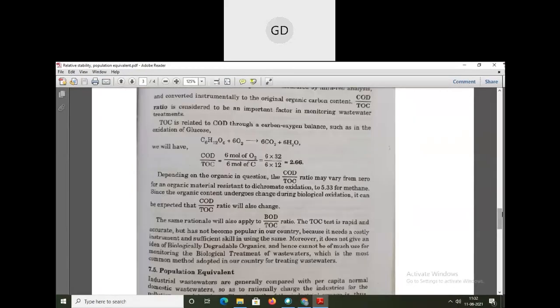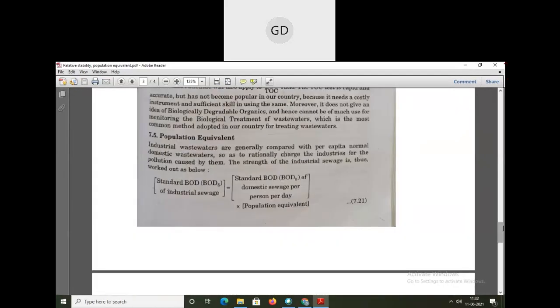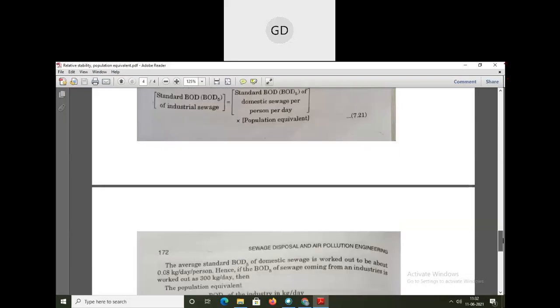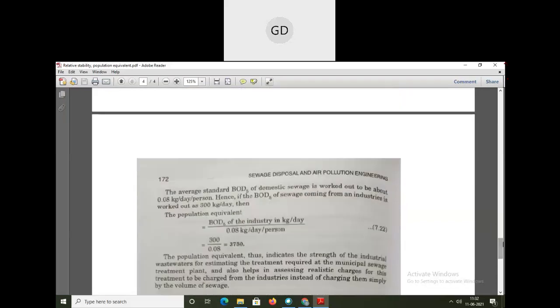Next we have two terminologies: population equivalent and relative stability. The population equivalent gives you the strength of the industrial wastewater, for the estimation of how much treatment is required at the treatment plant. So it gives you basically the strength of the industrial wastewater.